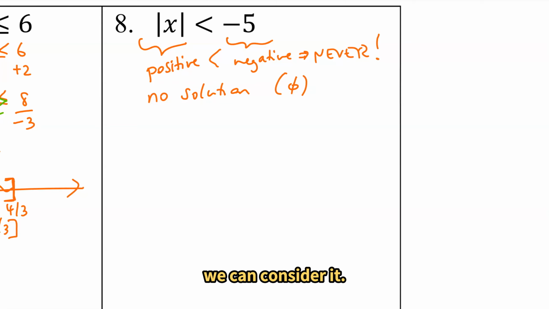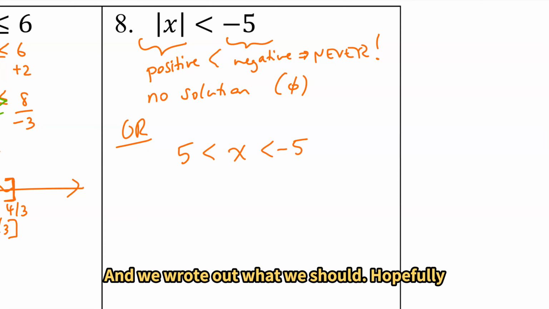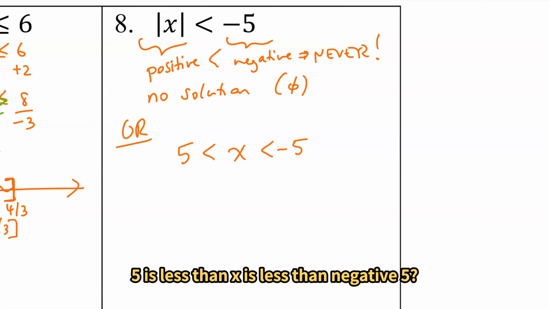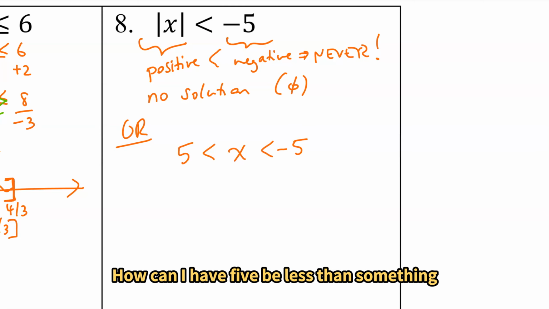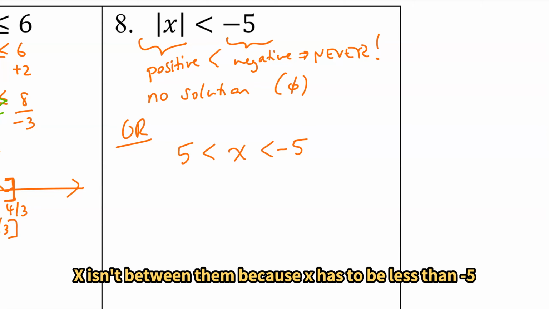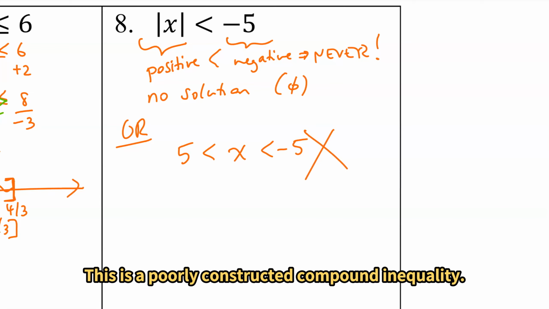The other way we can consider it, let's suppose we didn't see that at first, and we wrote out what we should. Looking at this, is this right? 5 is less than x is less than negative 5? How can I have 5 be less than something that's less than negative 5? I can't do that. X isn't between them because x has to be less than negative 5 and greater than 5. This doesn't work. This is a poorly constructed compound inequality.